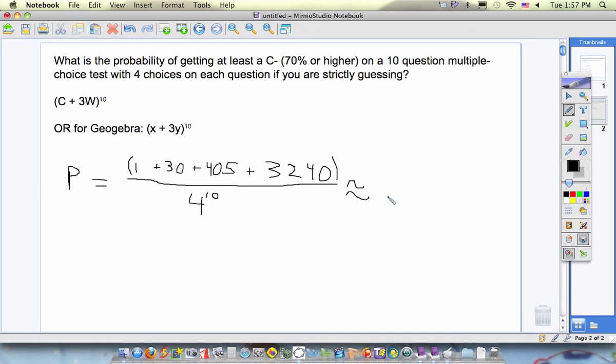And if we found the decimal equivalent to that, that is about 35 ten-thousandths. So less than a 0.5% chance that you would get a C minus or higher on just 10 questions where there's 4 options each. And we could apply similar logic if we had more or fewer questions and more or fewer choices, just adjusting the number of correct options, the number of incorrect options, and this exponent.